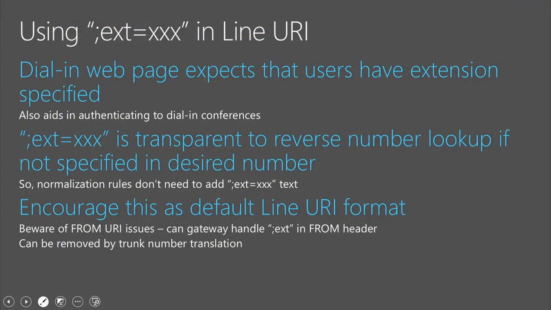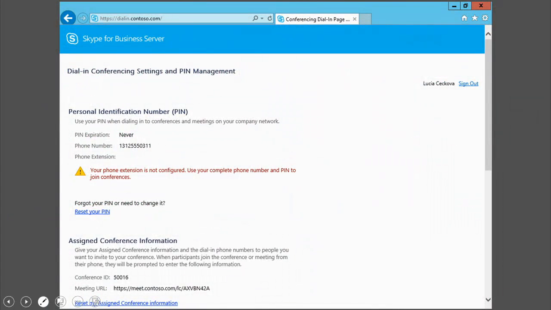So the dial-in web page still expects that a user has that extension specified in their line URI. There's no official extra field in Skype for Business where you can specify your user's extension. I kind of wish there were. So if you don't put that ;ext in there, when the user goes to the dial-in web page, they'll see this unfortunate warning that says the extension is not configured. That might alarm a user. It looks like something they should address, so they'll call the help desk.